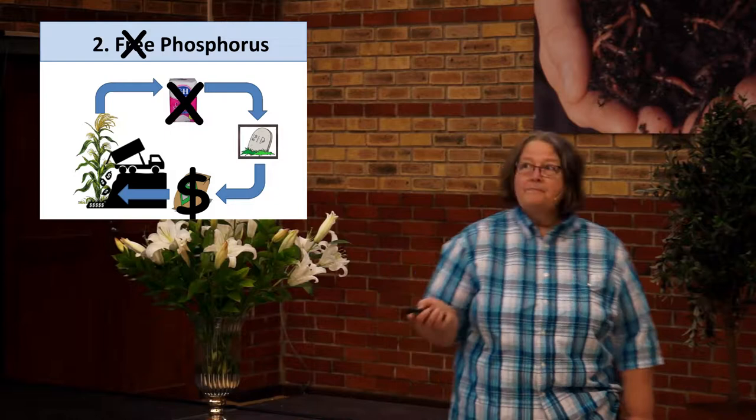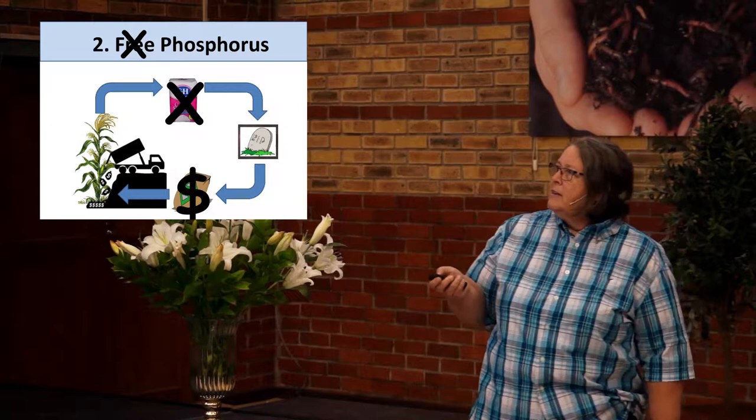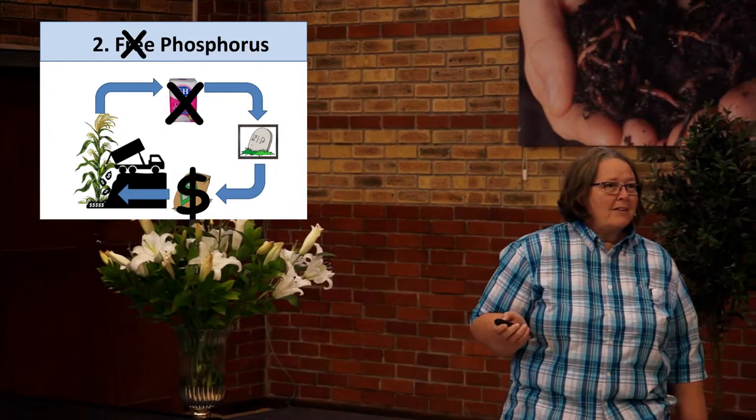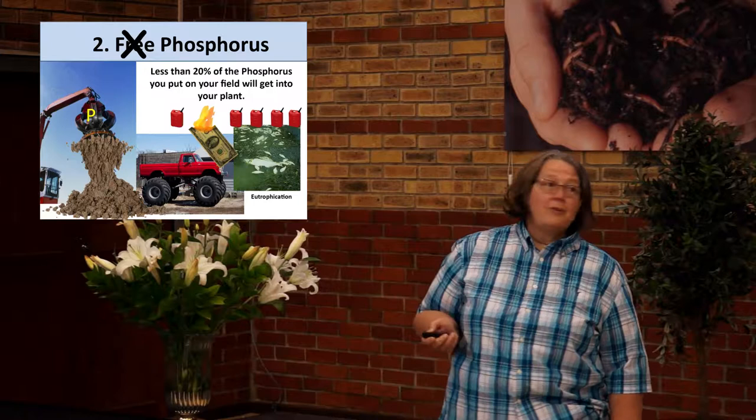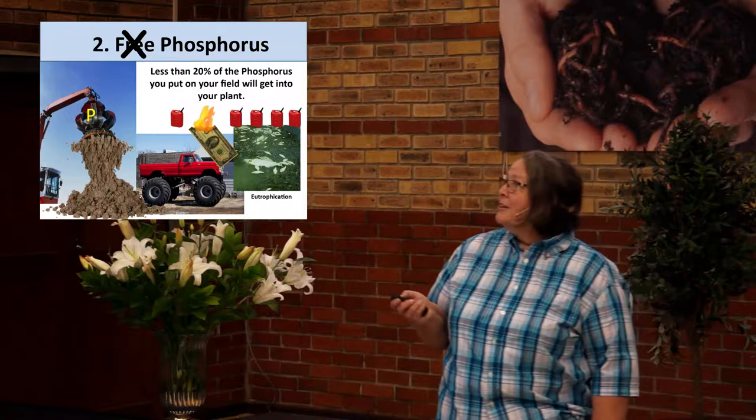When you buy phosphorus and put it in your soil, it immediately begins binding to everything. It's like a magnet. It's a highly charged molecule. And so the second it hits your soil, it's becoming unavailable. That quickly. So that means less than 20% of what you actually put in your field, if you get 20%, you're doing good, will actually go into your plant. So it's not how much you put on the ground, it's how much you get into your plant that matters to your pocketbook, right? That's going to be your yield.